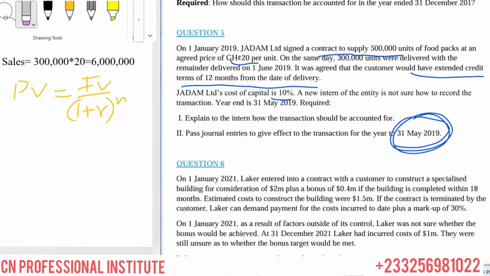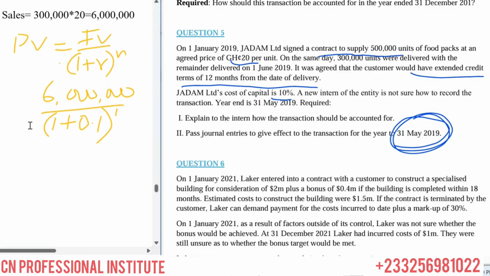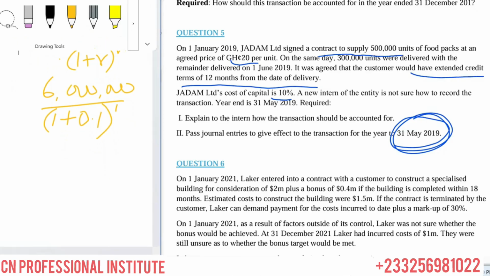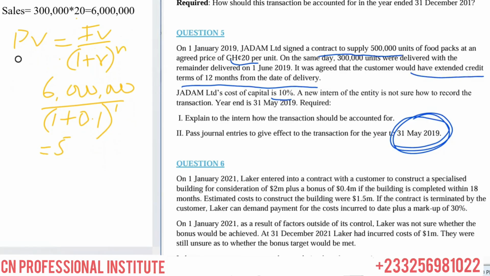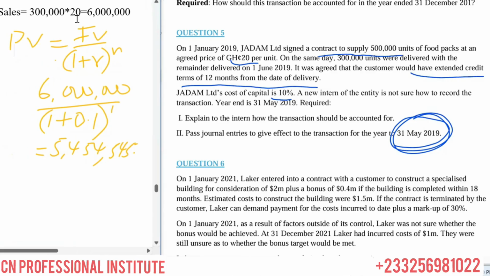So how do we discount it to present value? It will be the future value, that's the 6 million, divided by 1 plus R, where R is the cost of capital, 0.1, 10%, raised to the power N. It's only 1 year. Are you following? So that is it. And then this will give you a figure of 5,454,545.45. So that's what we are going to have as the present value. So this is revenue.